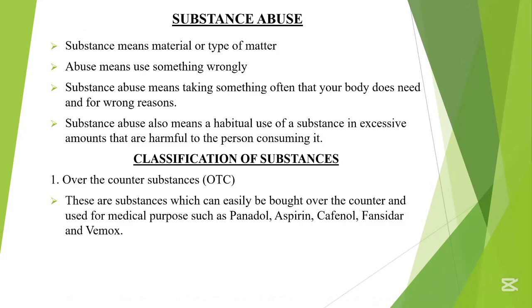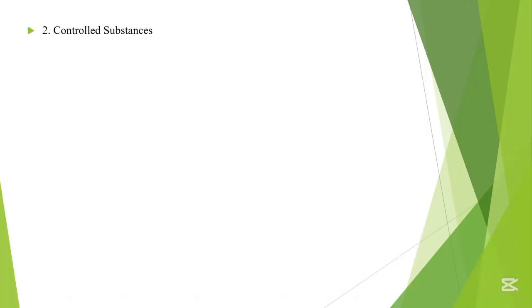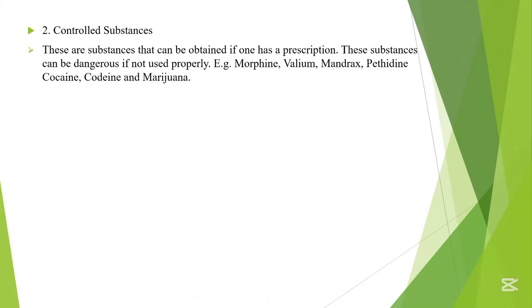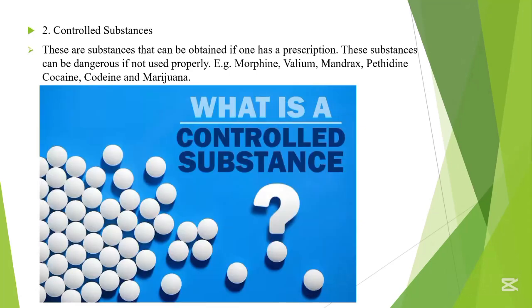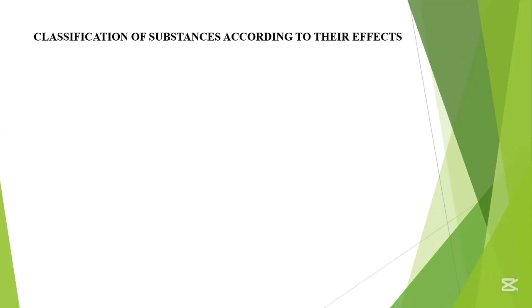The other classification is controlled substances. These substances can be obtained if one has a prescription. So these substances can be dangerous if not used properly. That is why they need a prescription from a pharmacist. So morphine, Valium, Mandrax, Pethidine, cocaine, codeine, and marijuana are some of the controlled substances that you cannot just buy without a prescription. So it is very important that you follow prescriptions when buying these controlled substances like the examples we've given. Now let's get to classifications of substances according to their effects.